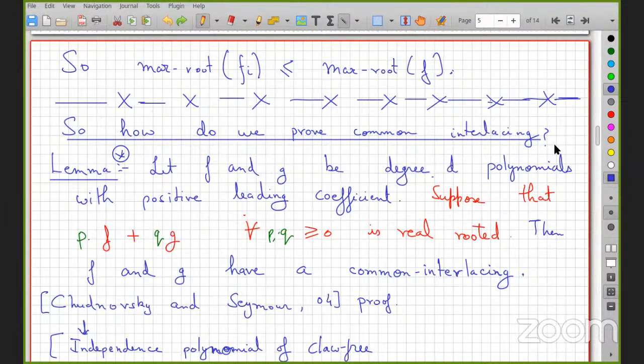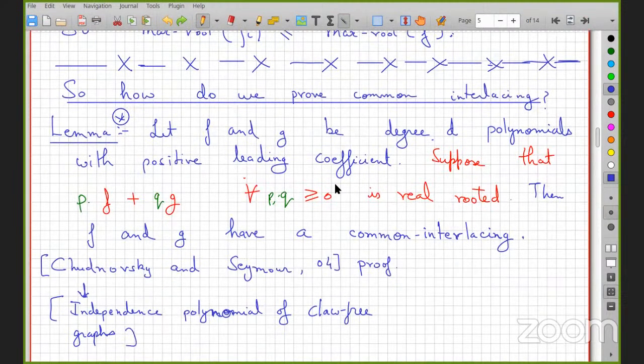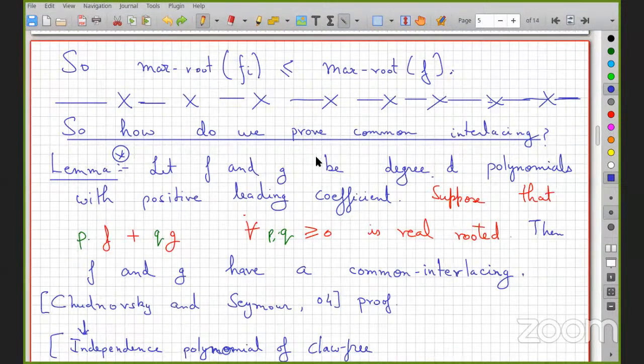And for this we looked at a lemma which is quite old but has been proved several times by several people. The proof we did was by Shudnowski and Semmer. It says the following: suppose you have two polynomials f and g, just two, of degree d with positive leading coefficients. And suppose every non-negative linear combination of f and g is real rooted, which is the same thing as saying that every convex combination of f and g is real rooted. If that is the case, then f and g have a common interlacing. So this is reducing finding a common interlacing to proving that a certain family of polynomials is real rooted.